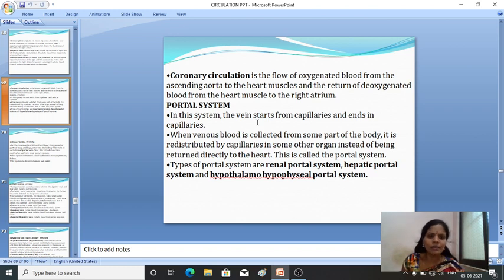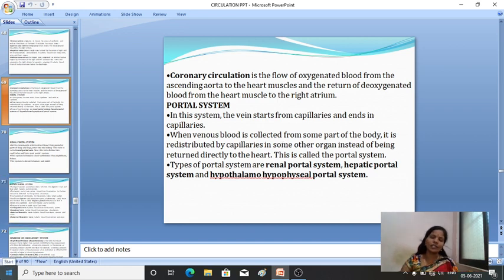Fine. Next comes the portal system. What do you mean by portal system? In this system, the vein starts from the capillaries and ends in the capillaries. When venous blood is collected from some part of the body, it is redistributed by the capillaries in some region instead of being returned directly to the heart. It is commonly known as the portal system.